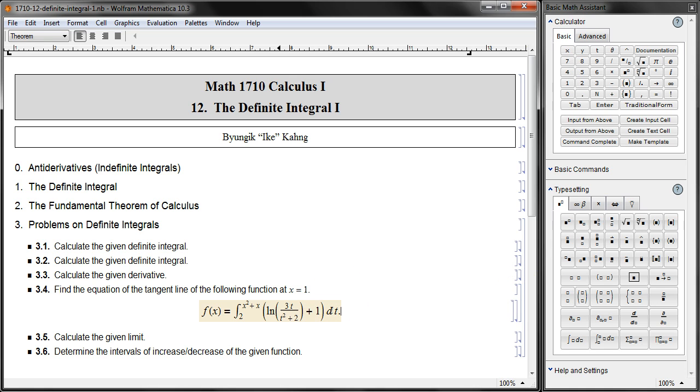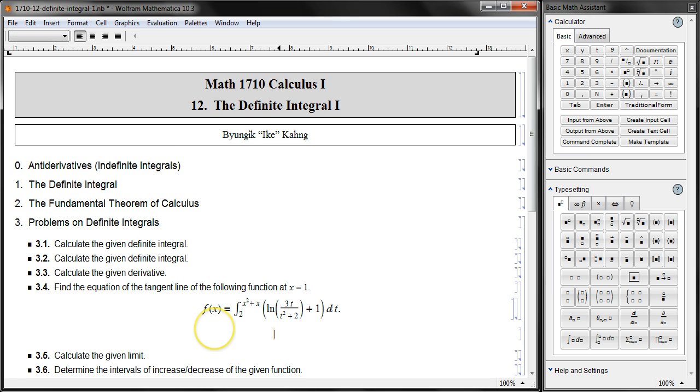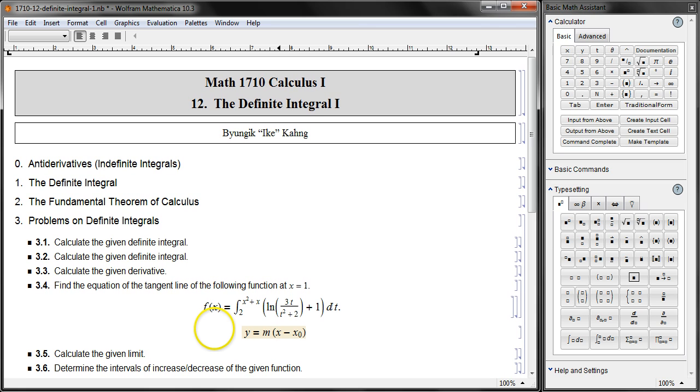First, here we go. Find the equation of the tangent line of the following function at x equals 1. How do we do this? Well, here's a strategy. What we want is y equals m times (x minus x naught) plus y naught, isn't it? This is the slope-point equation of the tangent line. In this particular case, x naught is 1. Y naught is f of x naught, so this is f of 1.